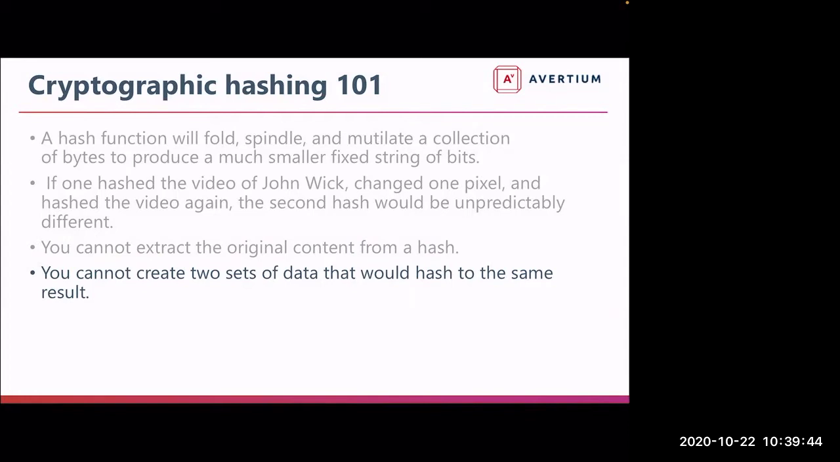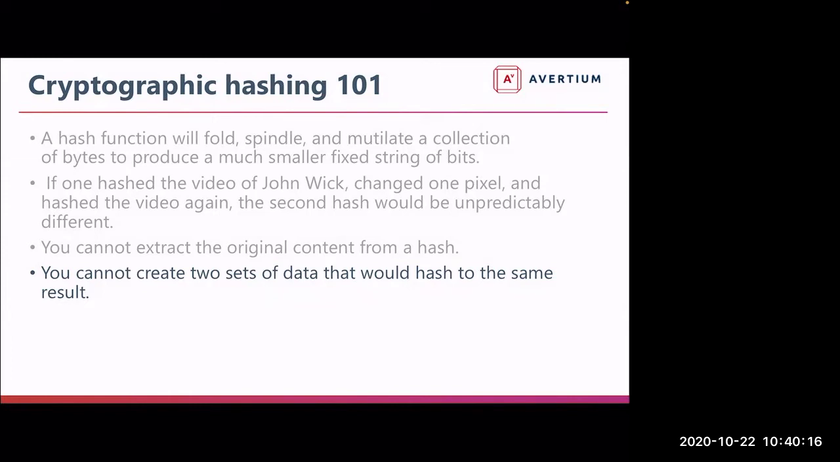So the second thing is that you can't create 2 sets of data that will hash to the same result, okay? This is called collision resistance. And this is extremely important in the world of digital signatures. It would not be a good idea if I digitally sign something, which is really nothing more than an asymmetric encryption of a hash, and someone could say, here's something, and here's this hash, and here's the signature, but I can modify this something in such a way that it'll generate the same hash and therefore fool the signature. So you have to have collision resistance.